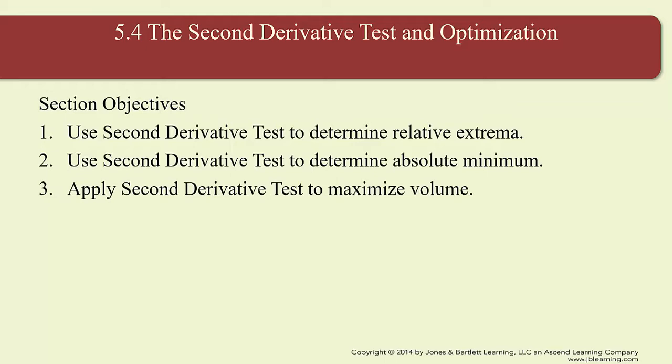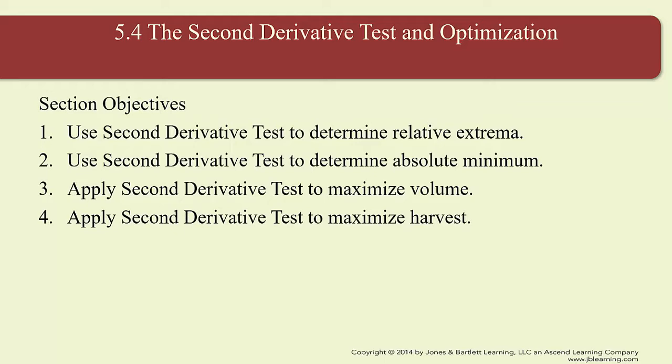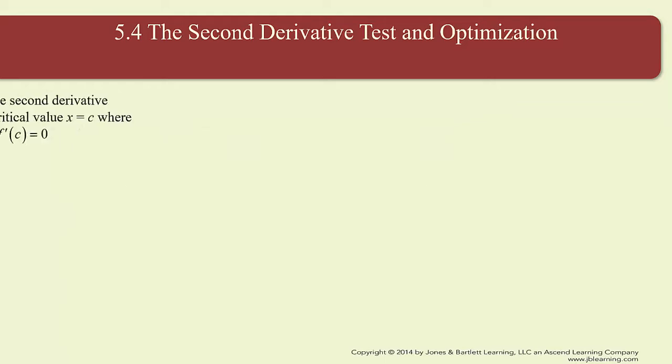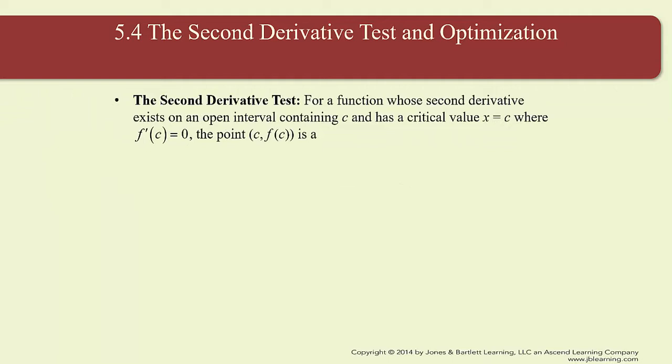Objective 3, we'll look at an example where we apply it to maximizing a volume. And then objective 4, we're going to apply the second derivative test to maximize a harvest. So the second derivative test, without further ado, let's just jump right into it.